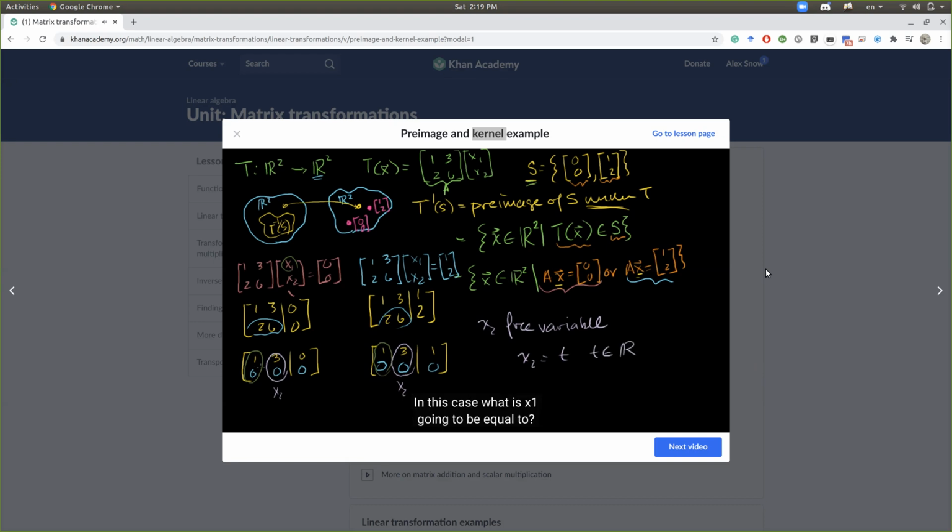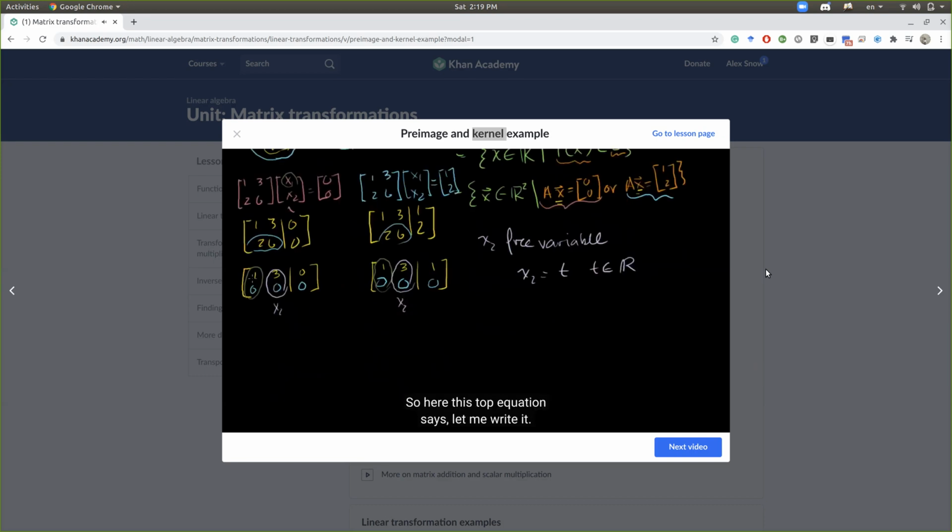In this case, what is x1 going to be equal to? If we go back to this world right here, the top line of the first system says x1 plus 3x2 is equal to 0. The top line of the second says x1 plus 3x2 is equal to 1. If we say x2 is equal to t, the first equation becomes x1 plus 3t is equal to 0. Subtract 3t from both sides, and you get x1 is equal to minus 3t. And in the second equation, substituting x2 with t, x1 is equal to 1 minus 3t.